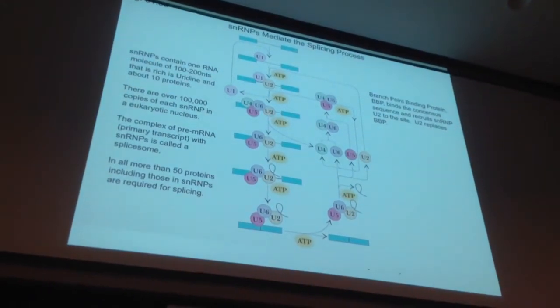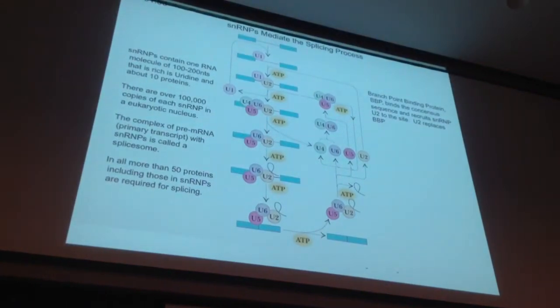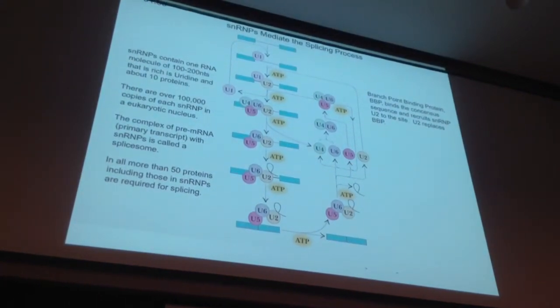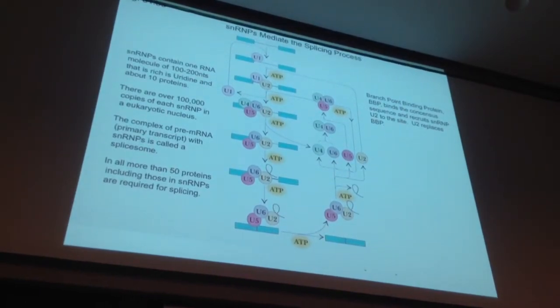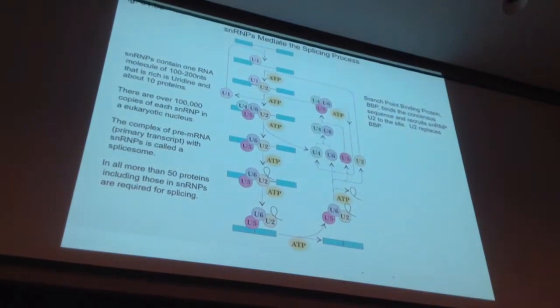There are tons of these, right? They're involved in processing out introns, and there are a lot of introns being processed in the nucleus of the cell. In the nucleus, there are about 100,000 copies of each of these involved in cutting out introns. So there's a lot of it going on.